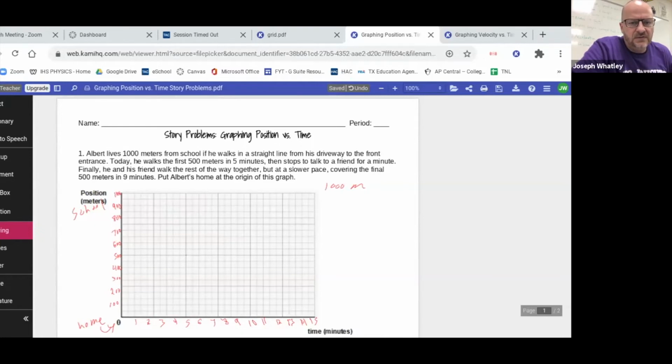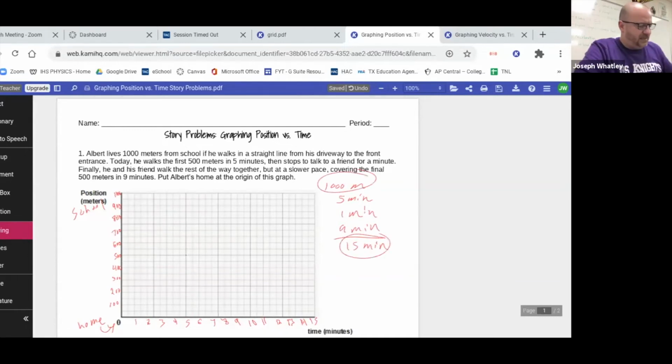Today, he walks the first 500 meters in 5 minutes. So I know there's 5 minutes. And then he stops to talk to a friend for a minute. So there's a minute of him not doing anything. So let me write down that minute. And then what happens? He and his friend walk at a slower pace, covering the final 500 meters in 9 minutes. So that's a total of 15 minutes and a total of 1,000 meters.